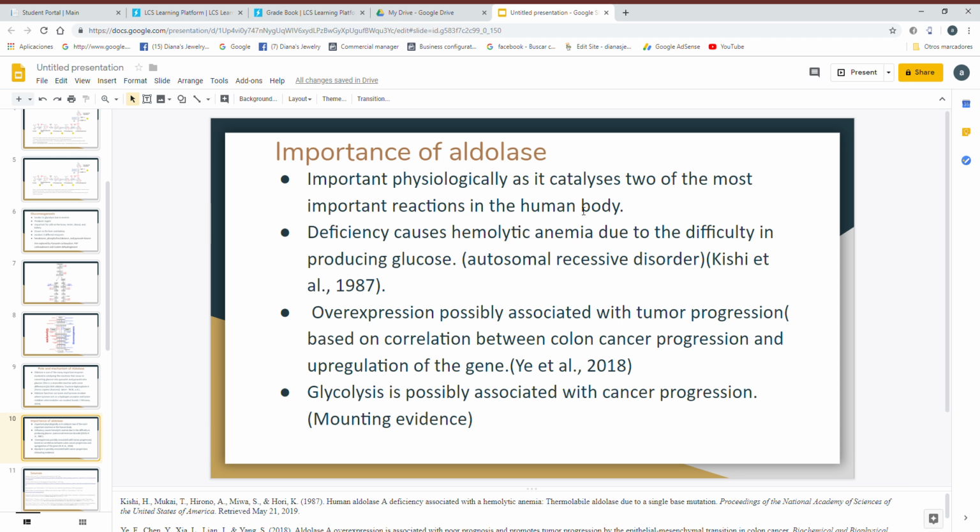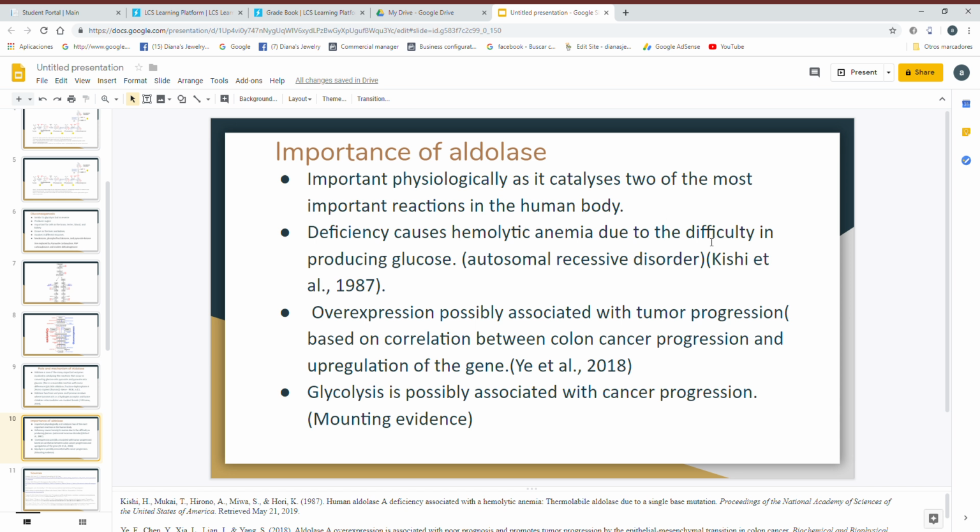So why is this enzyme important? It's important physiologically as it catalyzes 2 of the most important reactions in the human body. These 2 reactions are some of the most important reactions that happen inside of our cells. Glycolysis allows us to break down the simple sugar glucose and derive energy from it. It's not the only means that we have of deriving energy, but it is a very important part of that process.